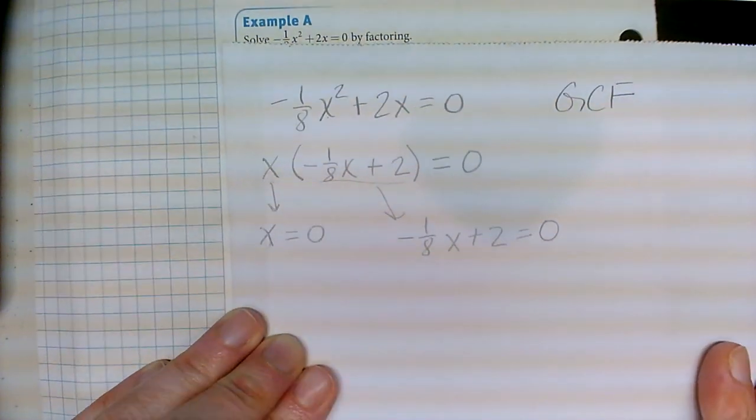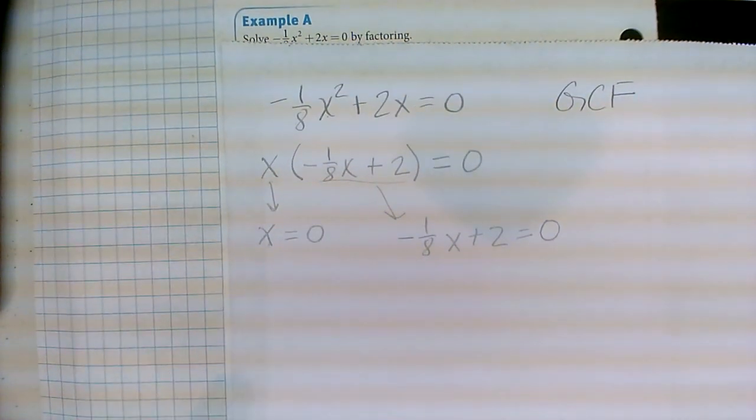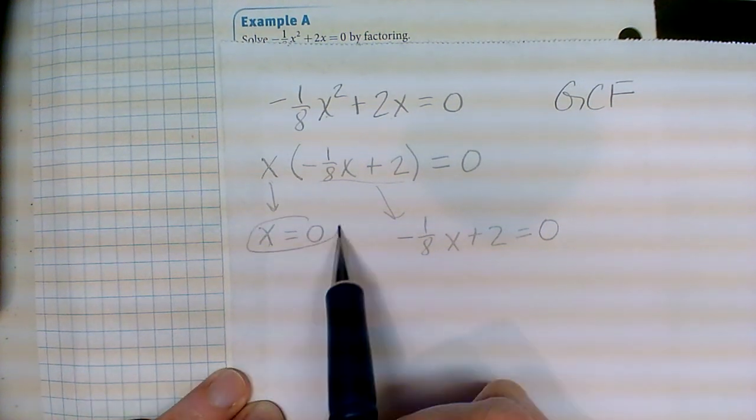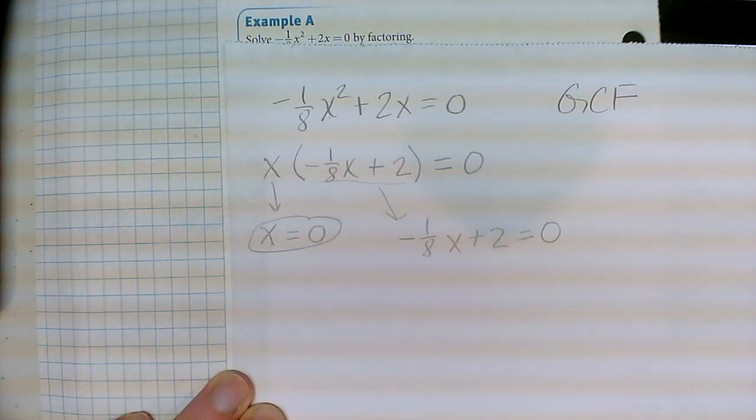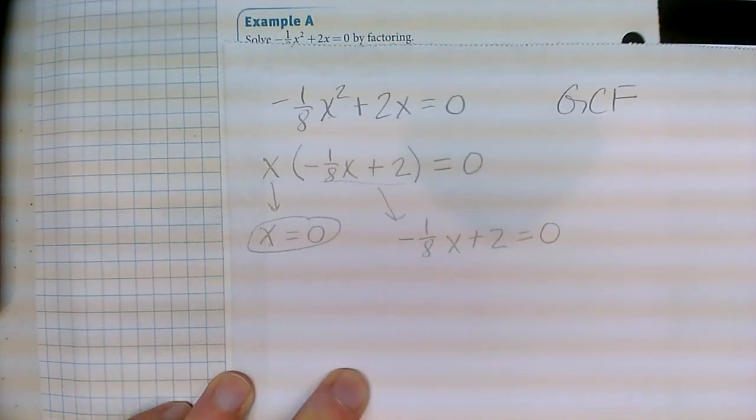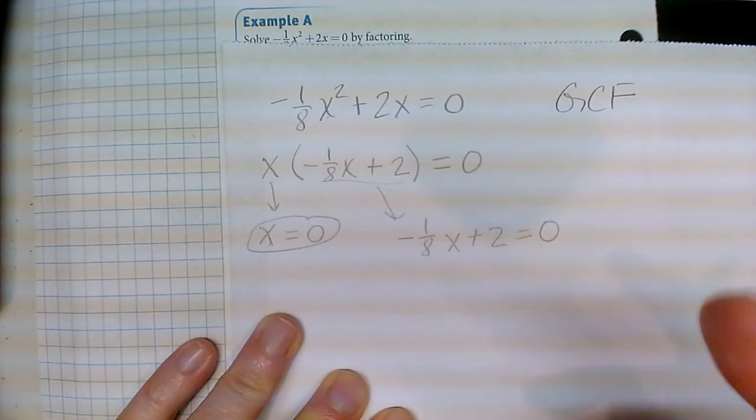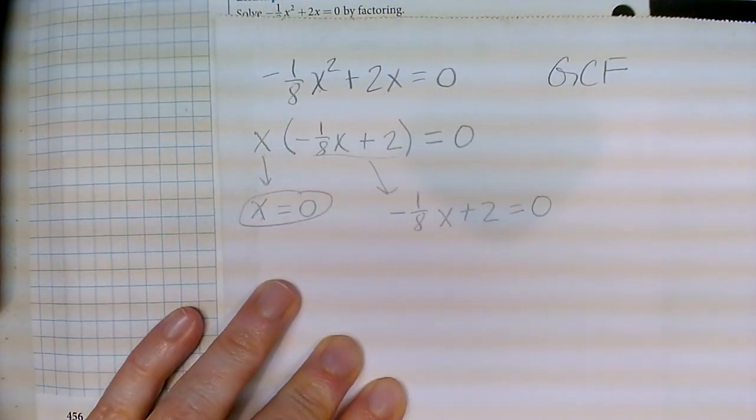You remember how our function had two different places where that projectile was on the ground. It was at 0 and it was at 16. Well, look, I already have one of my answers. x is equal to 0. That's one of my solutions. I bet when we solve this one, we're going to get something like 16. Let's give it a try.